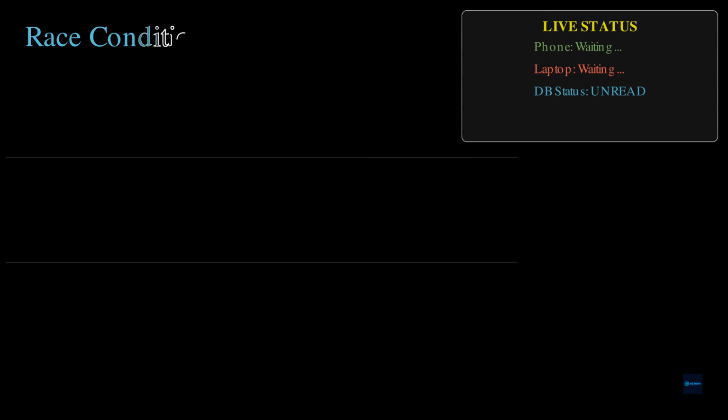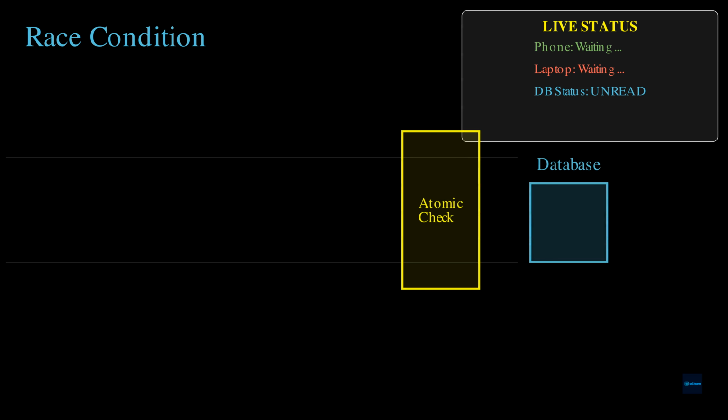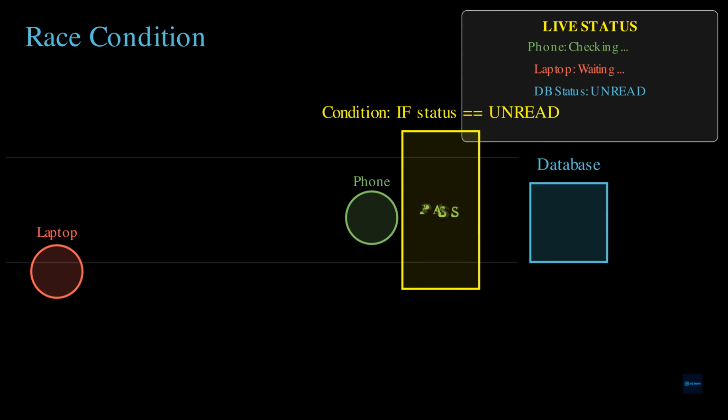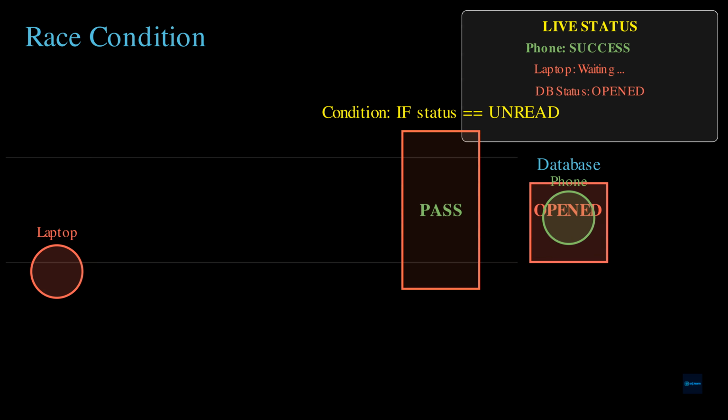Now, here is a tricky engineering problem: race conditions. Imagine you try to open the photo on your phone, and at the exact same millisecond, you try to open it on your laptop. In that split second, the server sees the message is still unread for both requests. If we aren't careful, both devices might download the image. That breaks our view once promise.